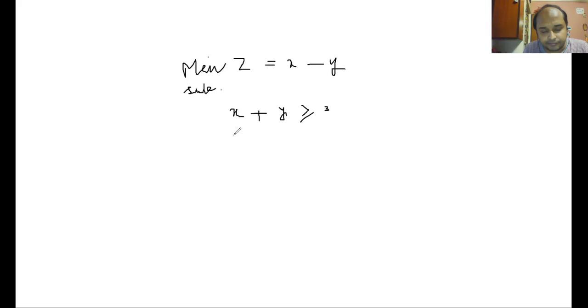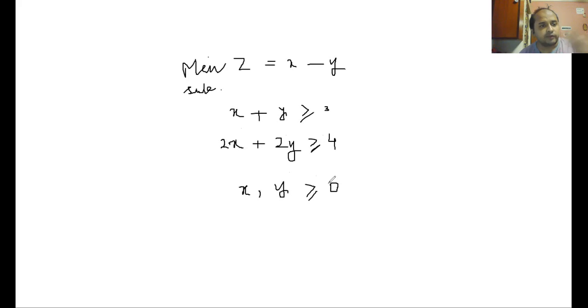and 2x plus 2y greater than or equal to 4. Previously, I considered less than or equal to 4. Now I am considering greater than or equal to 4, and the non-negativity constraint x, y greater than or equal to 0. One thing you have probably noted: in linear programming calculation, the unit of the variable is not important. Only the equations and the variables themselves are important.